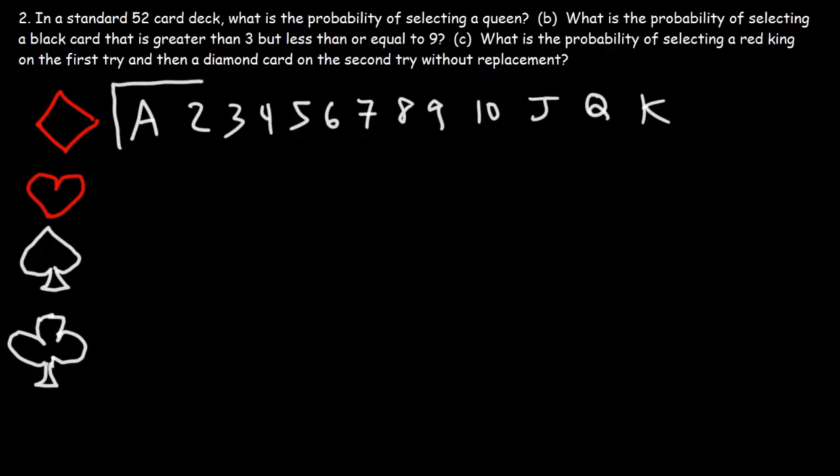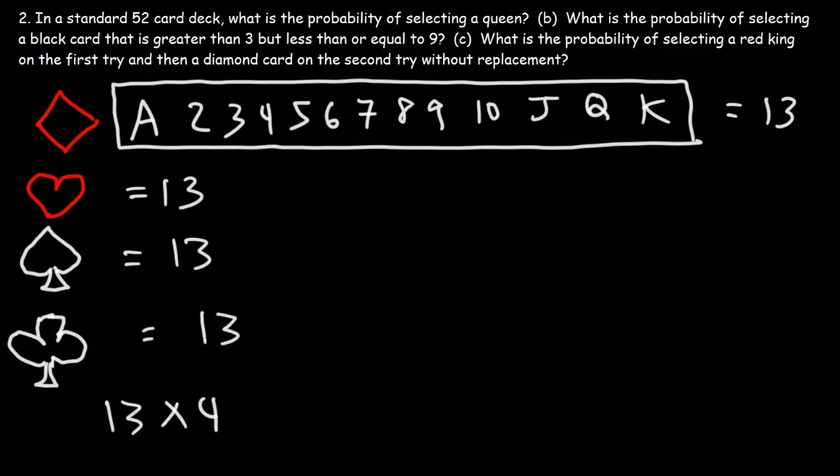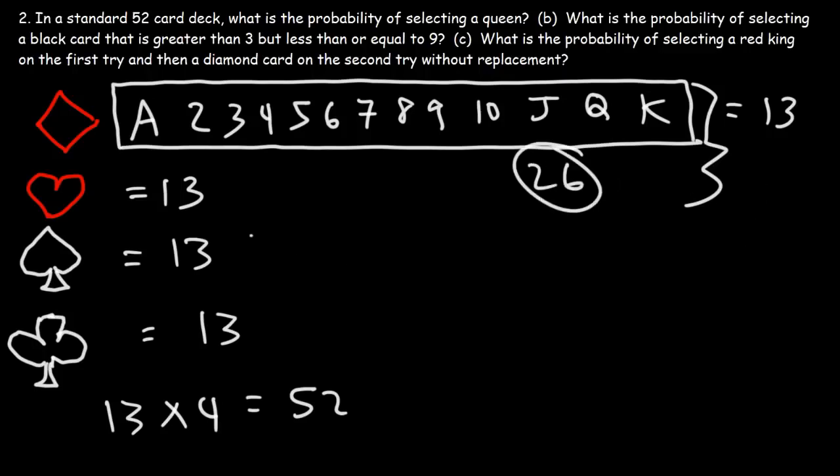So this right here represents 13 cards. So what this means is that there's 13 diamonds, 13 hearts, 13 spades, and 13 clubs. 13 times 4 gives us the total of 52 cards. So there's 2 types of cards that are red. 13 times 2 is 26. So there's 26 red cards, and there's 26 black cards.